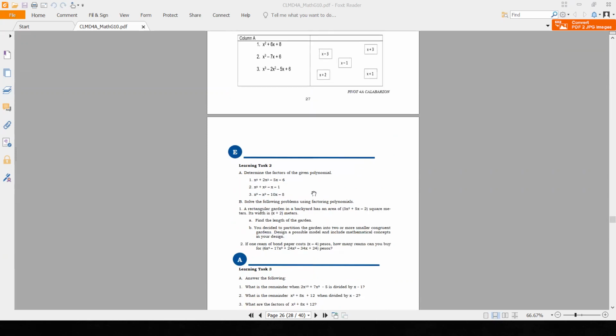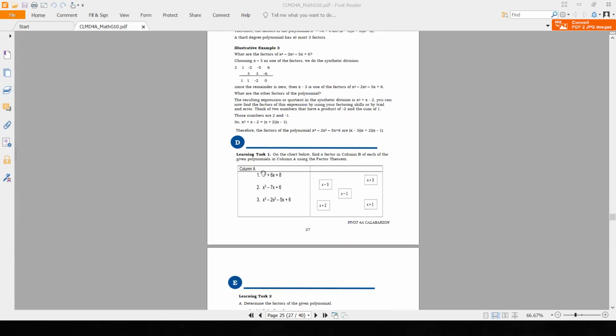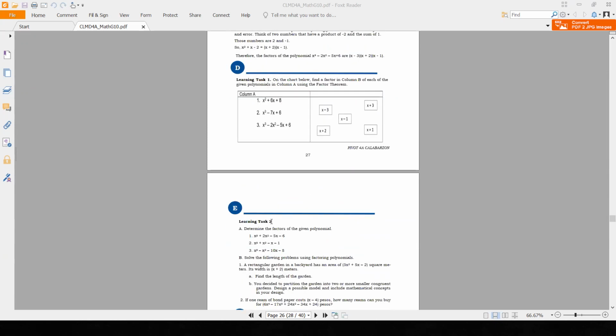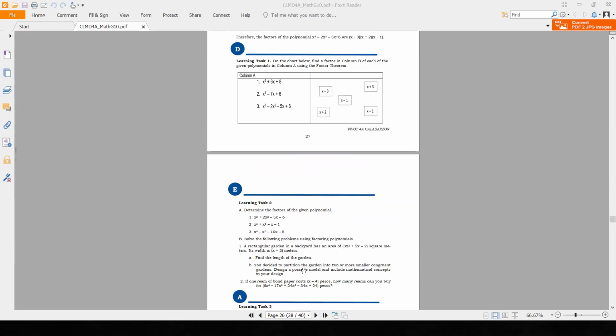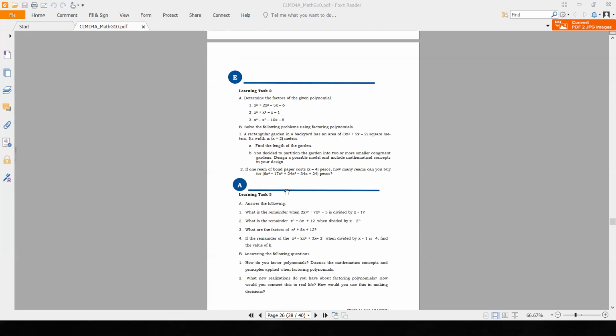So, ang gagawin lang po natin, learning task 1, learning task 2A. Hindi po kasama ang B, ha? And learning task 3A lang. Hindi po kasama ang B. Clear po tayo doon? Opo. Tatlo yan, ha? Learning task 1, learning task 2A, and learning task 3A.